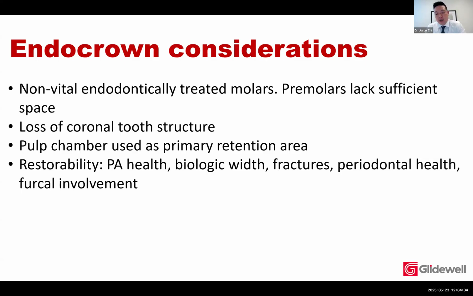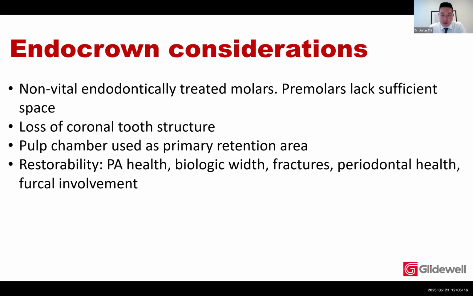You do want to make sure your standard restorability, as you would with any fixed restorative case. What is the periapical health? Is there any concerns there, need for retreatment, getting that addressed first? Significant bone loss due to periapical or periodontal issues. So evaluating that is important. Where the margins are, where the finish lines are terminating, whether or not there's biologic width invasion, and that can certainly complicate the process. Evaluate for fractures.